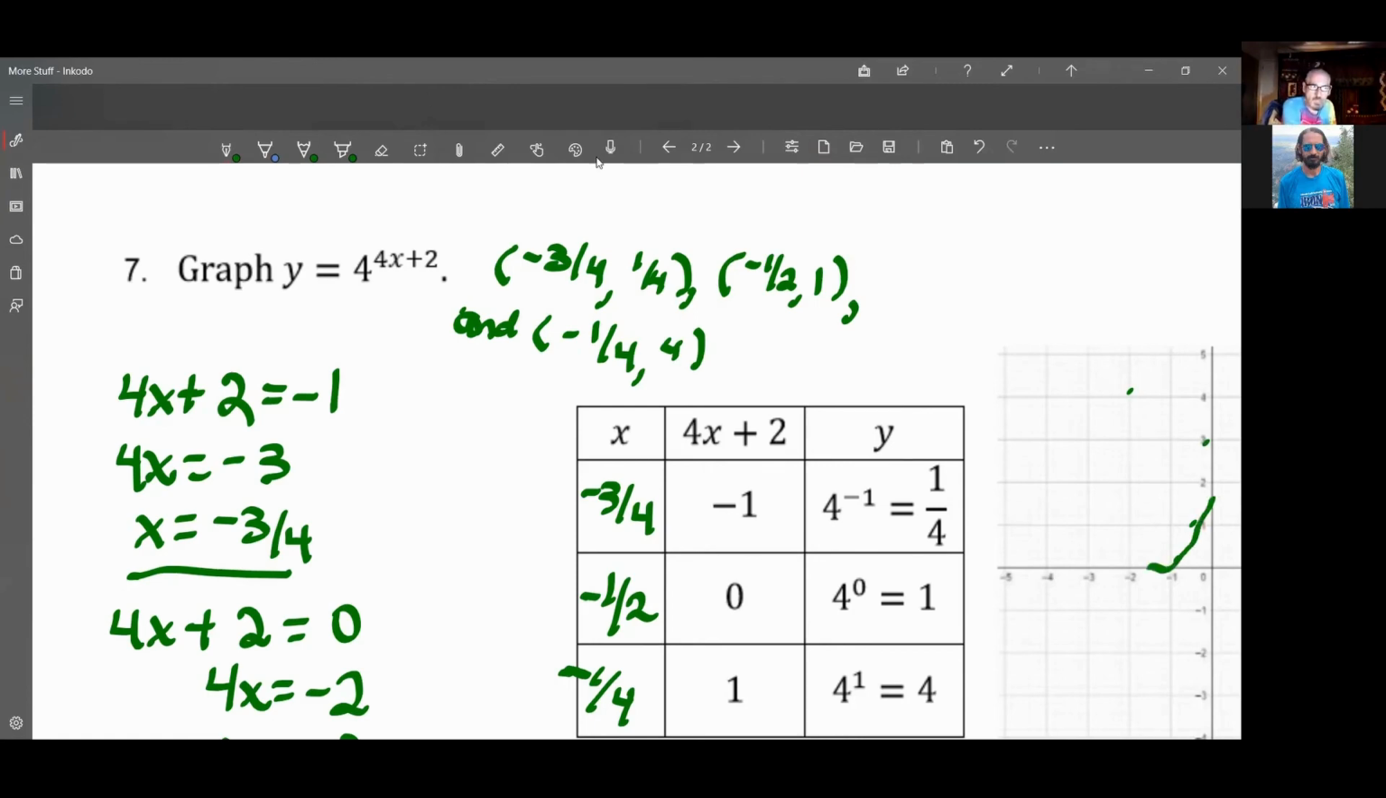When we connect these 3 points, we're going to get something that's steeper than in the previous examples because of the change of x to 4x plus 2 before we put it in the exponent. However, we still get y = 0, i.e. the x-axis as a horizontal asymptote. And even more important, we're going to have a function that is passing the horizontal line test so that it is one-to-one.